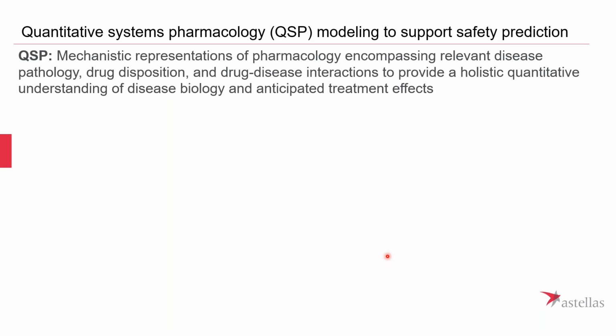So for me, when I think about QSP, this is a little bit of a wordy definition, but the way I like to think about it is, it's these mechanistic representations of pharmacology that try to capture relevant disease pathology, drug disposition, and drug-disease interactions to give a holistic, quantitative understanding of both the disease biology and the anticipated treatment effects. So why am I turning to QSP to try to meet this goal of predicting our clinical cytokine dynamics?